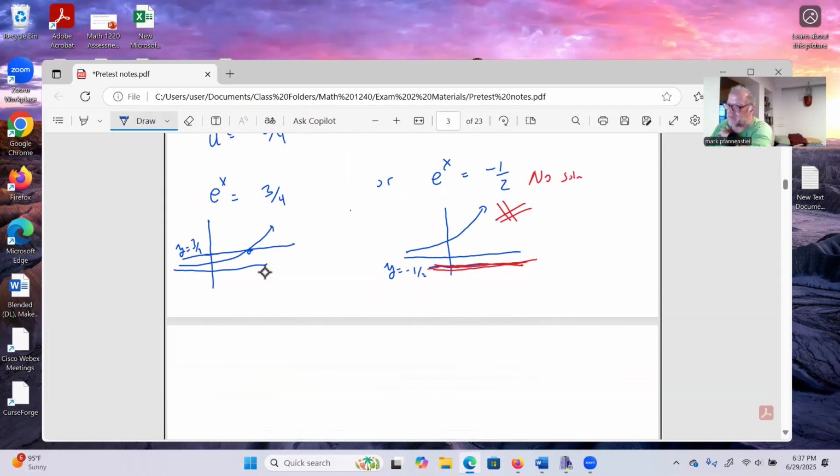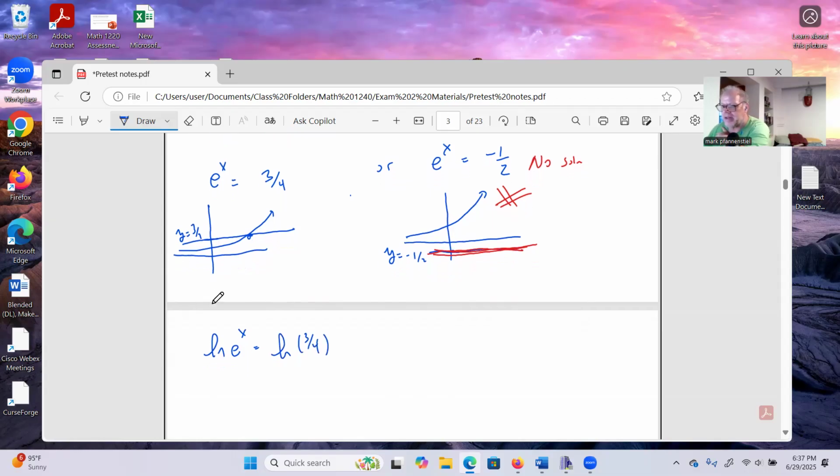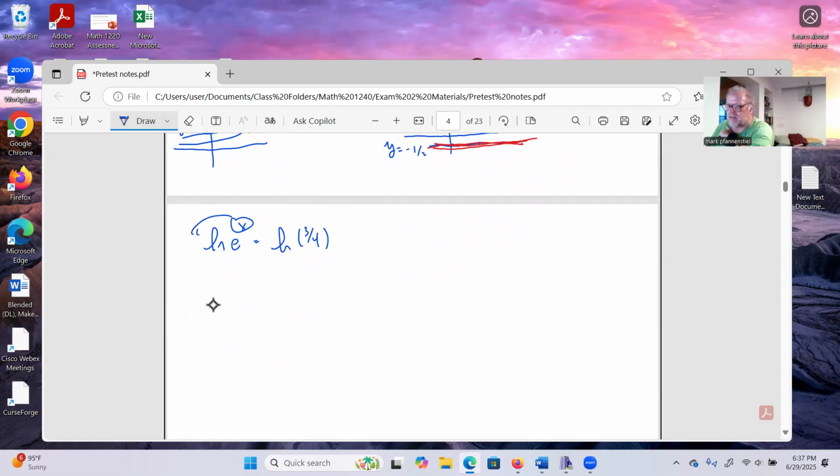So how do we undo an e to the x? We take a logarithm. We want the natural log of e to the x equal to the natural log of 3/4. The whole point of doing this was to bring this x down to the baseline. So we have x times the natural log of e, which we know is 1, equal to the natural log of 3/4. So x equals the natural log of 3/4, and we could leave it like that, that's fine.